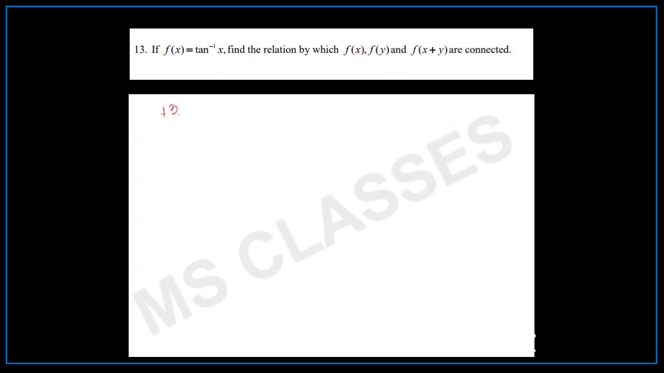It is given f of x equal to tan inverse of x, and we have to find the relation by which f of x, f of y, f of x plus y are connected.